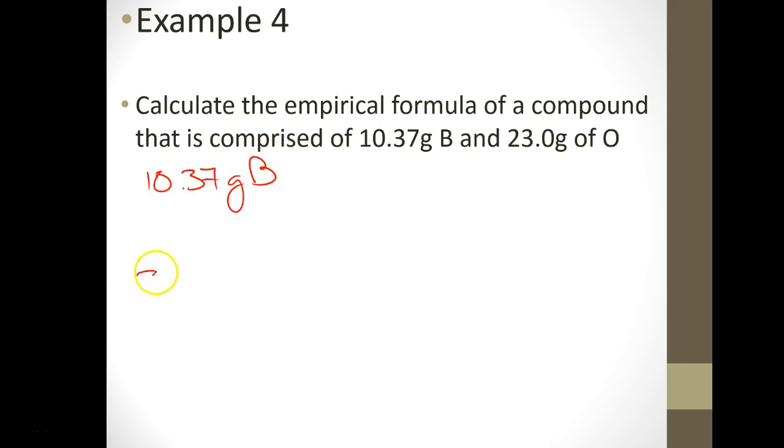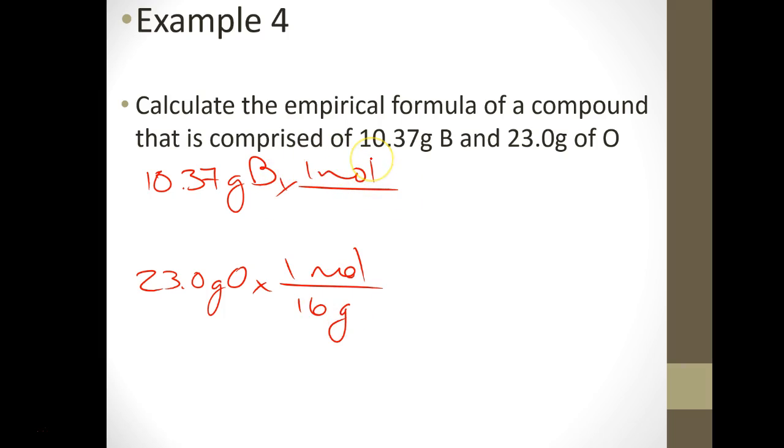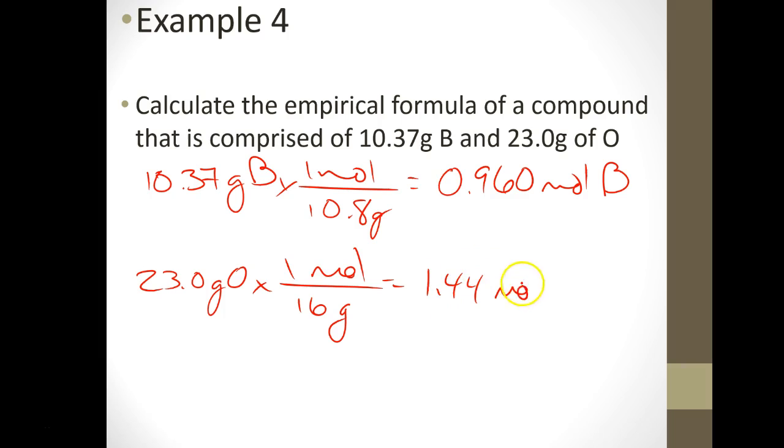10.37 grams of boron, 23 grams of oxygen. Again, oxygen's not a diatomic here. It's not a Brinkel-Hoff. Boron, I don't know how much boron weighs, 10.8. I got 0.96. Again, I would not round that. I would call it 0.96, because otherwise you're going to end up with weird ratios, and I'm going to call this 1.44.